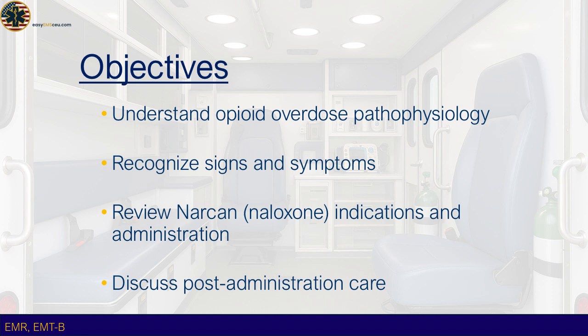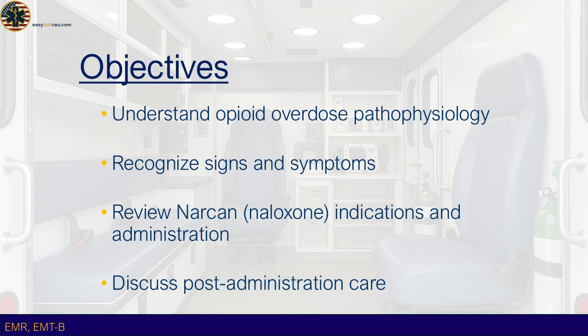Recognizing the signs and symptoms of an opioid overdose is critical to providing timely care. Common indicators include pinpoint pupils, unconsciousness or an altered mental status, slowed or absent breathing, cyanosis, and sometimes a history or evidence of drug use at the scene. Rapid identification of these symptoms can mean the difference between life and death.